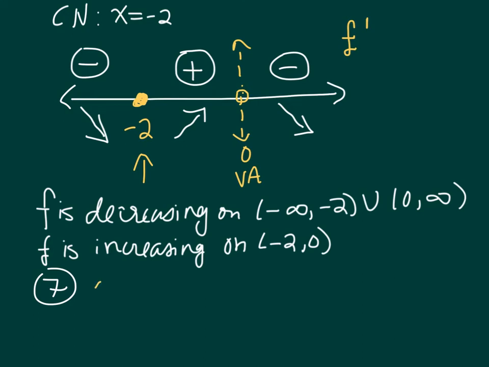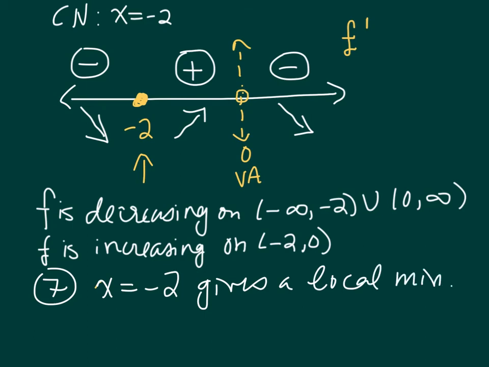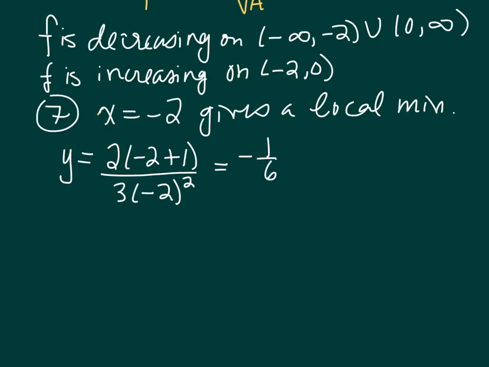So that tells me that x equals minus 2 gives a local min, and I should now determine the y value. So I've gone ahead and evaluated my function at x equals minus 2 to get the y value. So that tells me that my local min, which is a point I should put on my graph, is at minus 2 and minus 1/6.